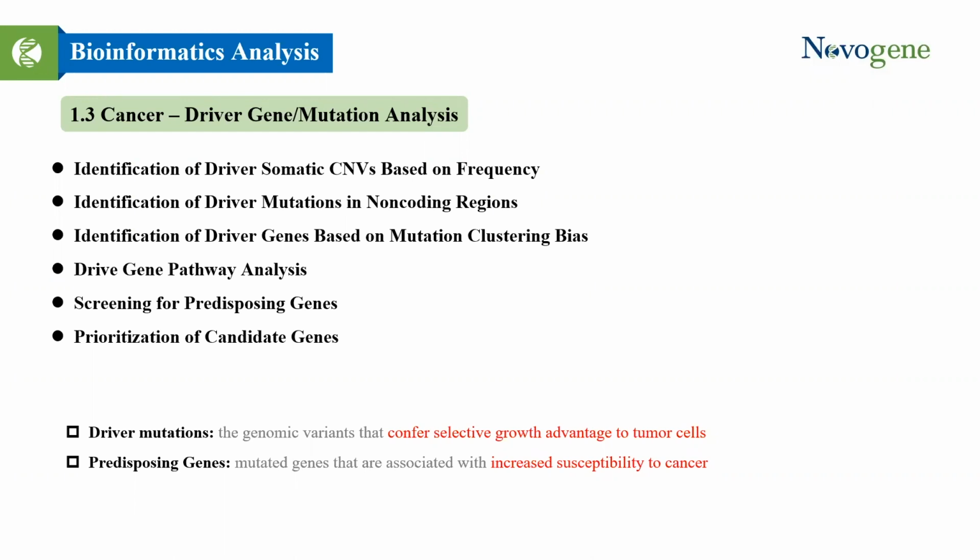This is another kind of important gene known as predisposing genes, which are mutated genes that associate with increased susceptibility to cancer. So we also include the screening of predisposing genes and prioritization of candidate genes in this package.